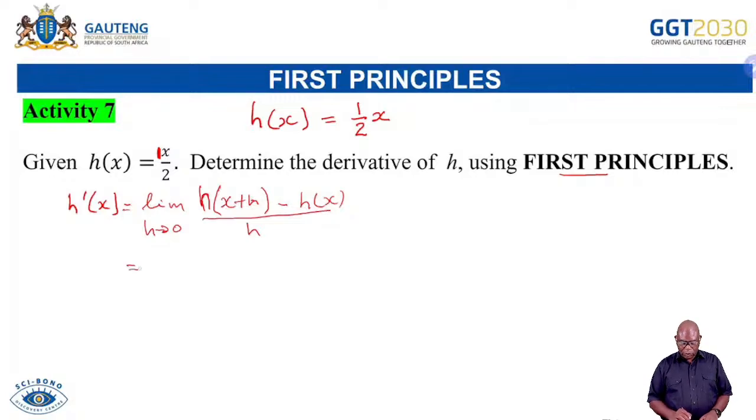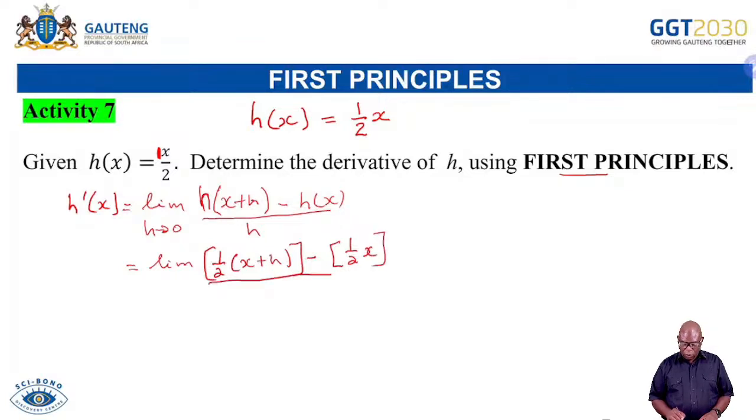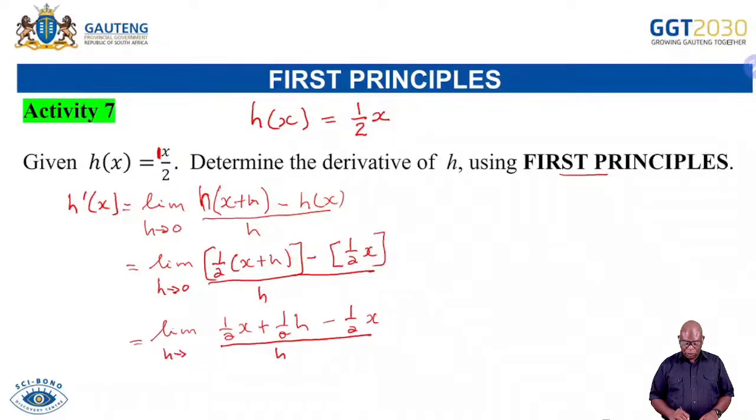So now we're going to substitute. We're going to have the limit of half into x plus h, square brackets, minus h of x, which is going to be a half x, all over h when h is approaching 0. So I'm going to have the limit of half x plus half h minus half of x all divided by h when h approaches 0.